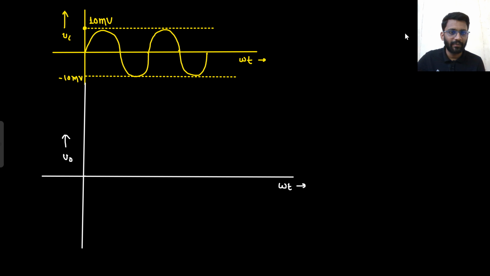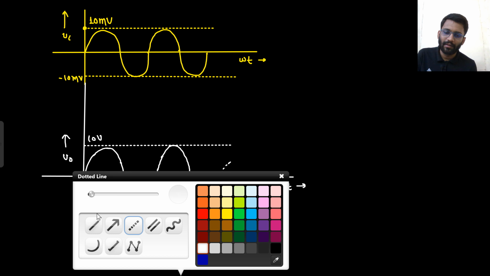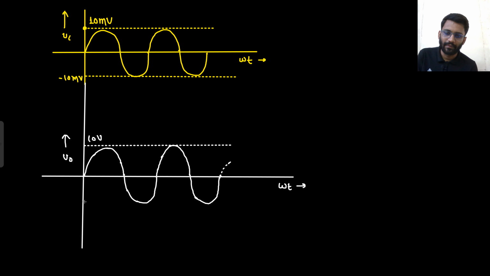Let me pause the video and make the sinusoid waveform. Okay, so this is how the waveform will look like. What will be the peak value? 10 millivolt multiplied with 10 to the power 3, so it will be 10 volt, and this should be minus 10 volt, right?